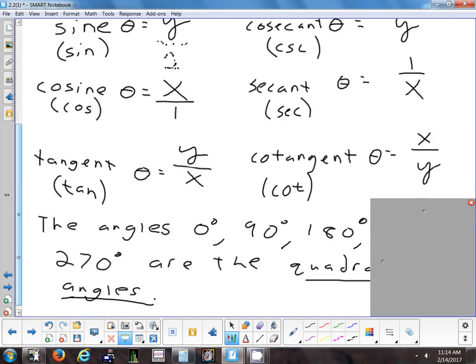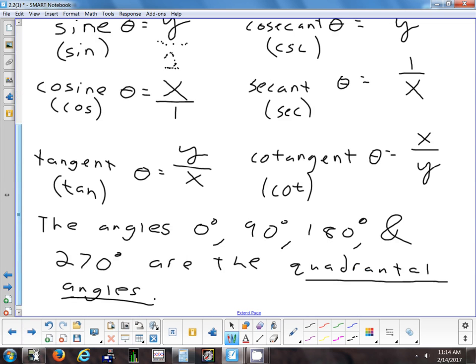Because those angles are right on the axes, we call them quadrantal angles, because they're all on the boundary line between quadrants. So if you're reading directions on a test or something like that, and it references quadrantal angles, it means they're talking about 0, 90, 180, or 270.